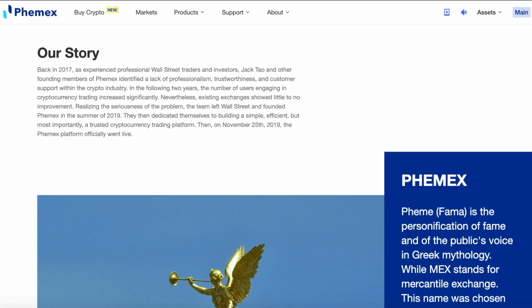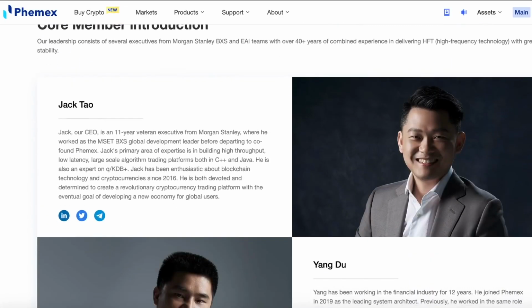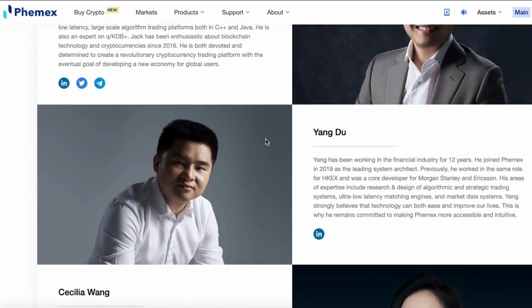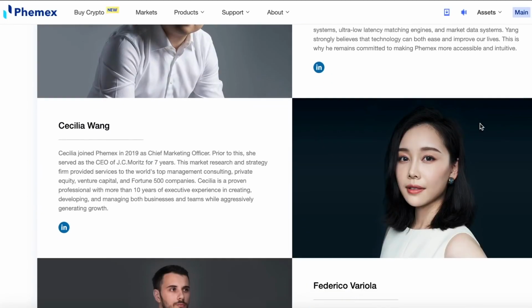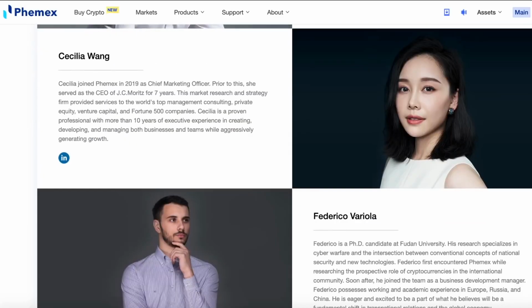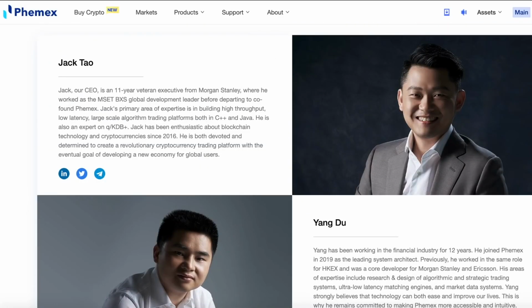Is Phemex a safe platform to trade on? Well, Phemex is currently led by 8 former Morgan Stanley executives. And you can actually go to the website and you can see the whole team here. Jack Tao is the CEO. You can read about his background right there. You have Yang Du. You have Cecilia Wong, Federico Variola. So the team behind Phemex is not only quite impressive, but it's also completely public.